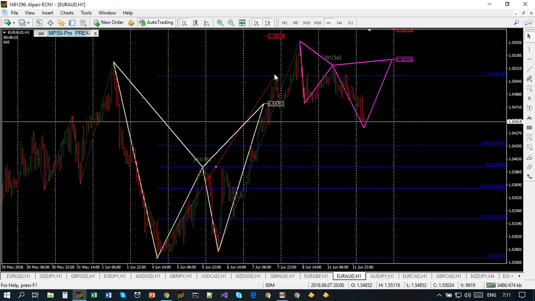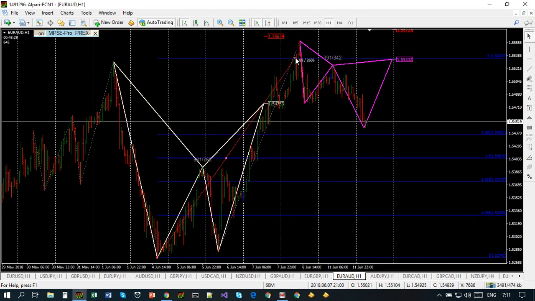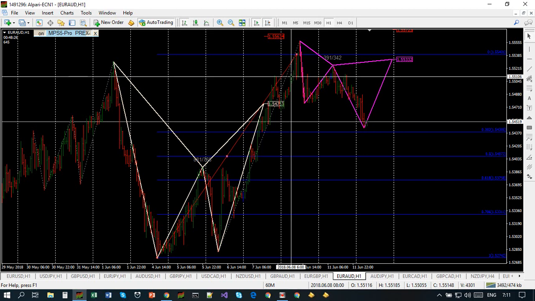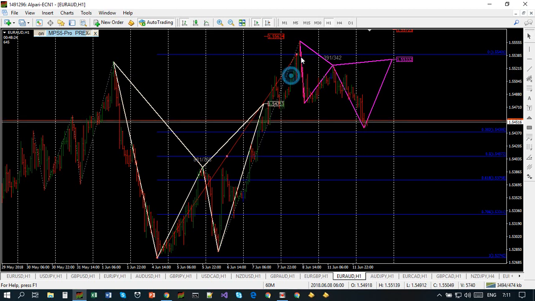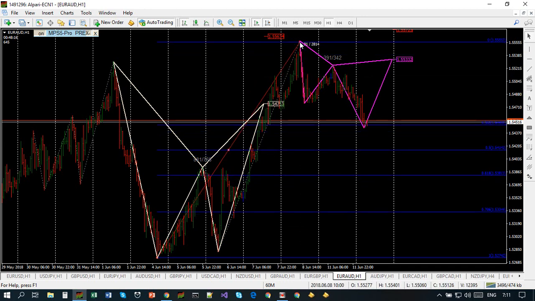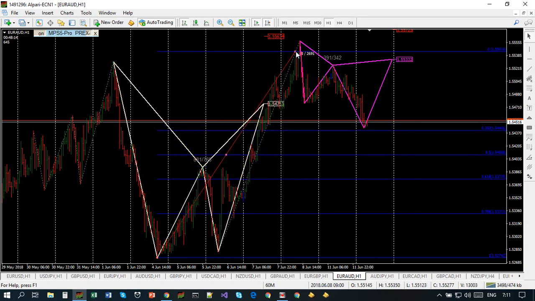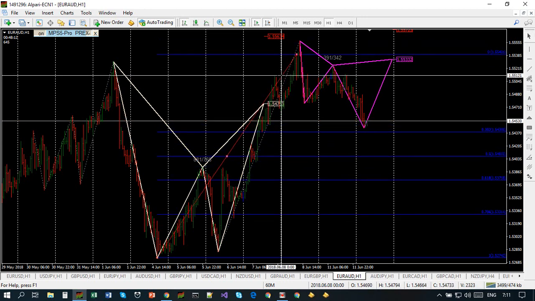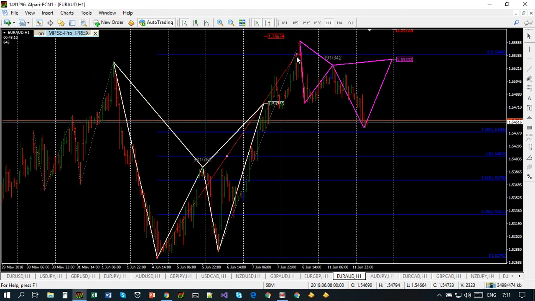But lucky for me, I didn't execute this at this level, and I executed the pattern slightly higher at this level. After this outside reversal bar appeared. Okay, so my execution was higher, that's why I had a better price for that execution.